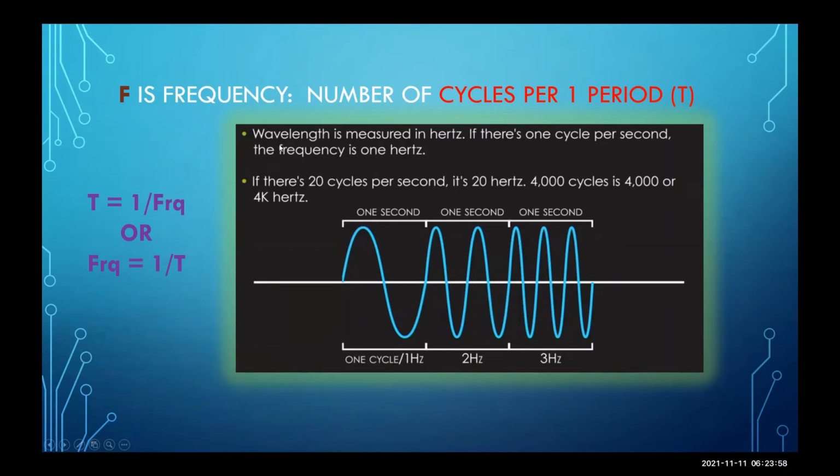So as the example shows in the top, frequency is measured in hertz. If there is one cycle per second, the frequency is 1 hertz. If there are 20 cycles per second, it is 20 hertz. 4,000 cycles is 4,000 hertz, or 4 kilohertz.